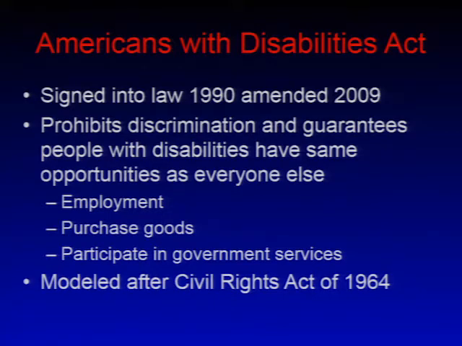The Americans with Disabilities Act was signed into law in 1990 and amended in 2009. The purpose of this act is to prohibit discrimination and guarantee that people with disabilities have the same opportunities as everyone else. It specifically lists three things: employment, purchasing of goods, and participating in government services. So you cannot discriminate against someone in those areas because of a disability, and this act was modeled after the Civil Rights Act of 1964.